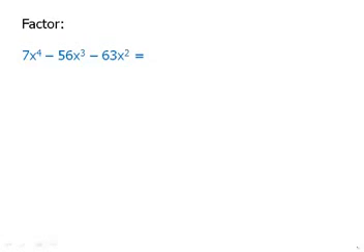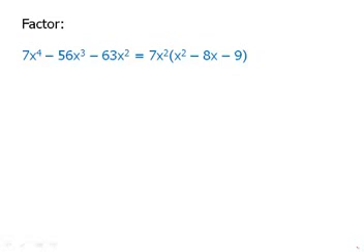This one's a little bit trickier, and that's certainly a scary looking trinomial. But notice that, first of all, every coefficient is divisible by 7, so we can factor out a greatest common factor of 7. And also, we can factor out an x squared. So if we factor out 7x squared, then we get x squared minus 8x minus 9. So that now, again, is an ordinary quadratic.